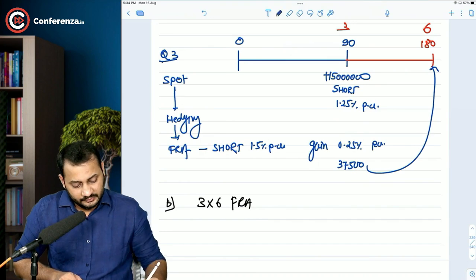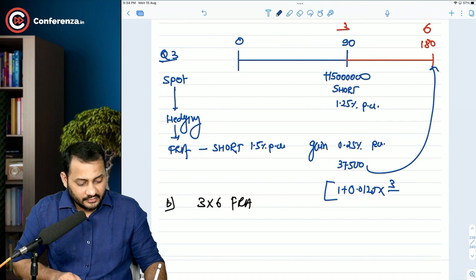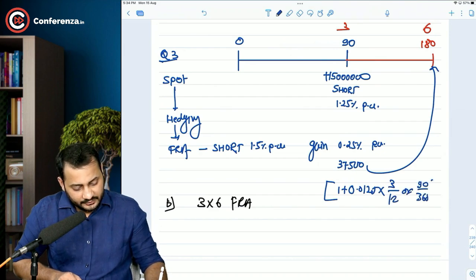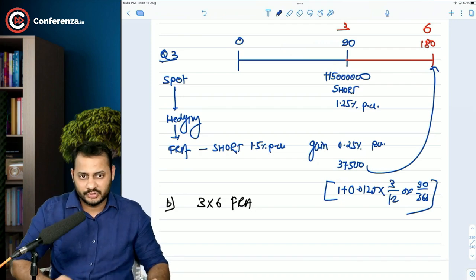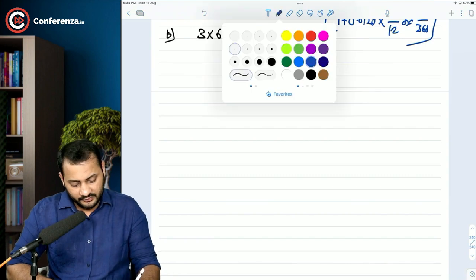So how to do that? 1 plus 0.0125, am I right? Into 3 months divided by 12, or you can say 90 by 360, whatever you want to use, and then we can calculate it. So let's calculate in the third part with the help of the formula.